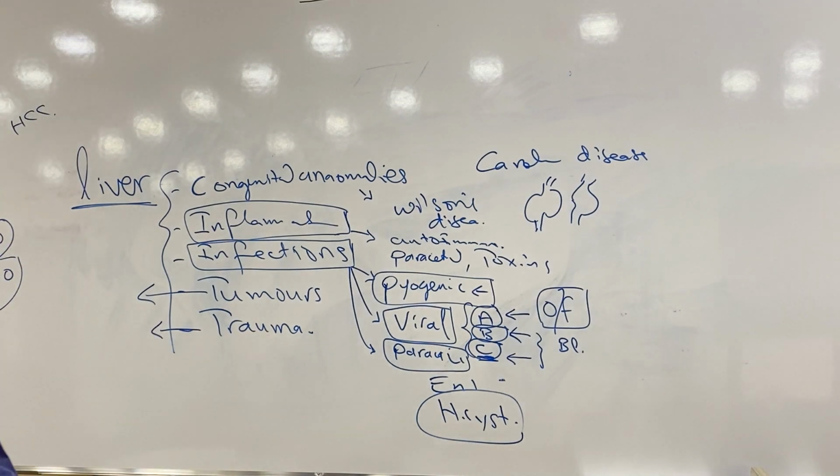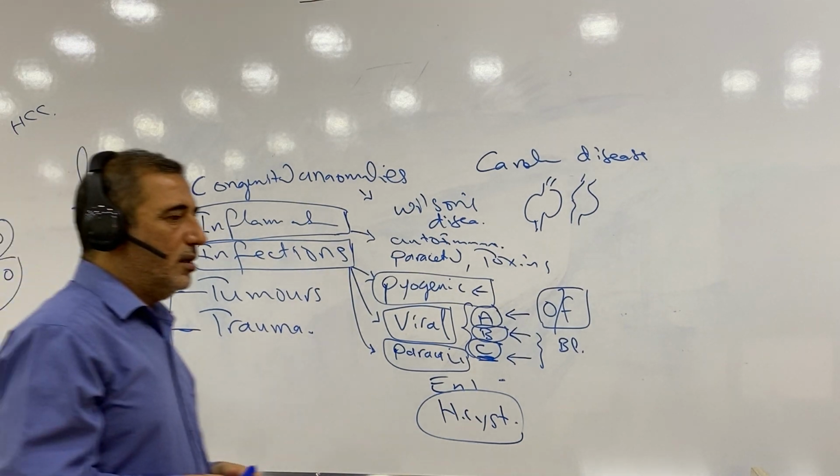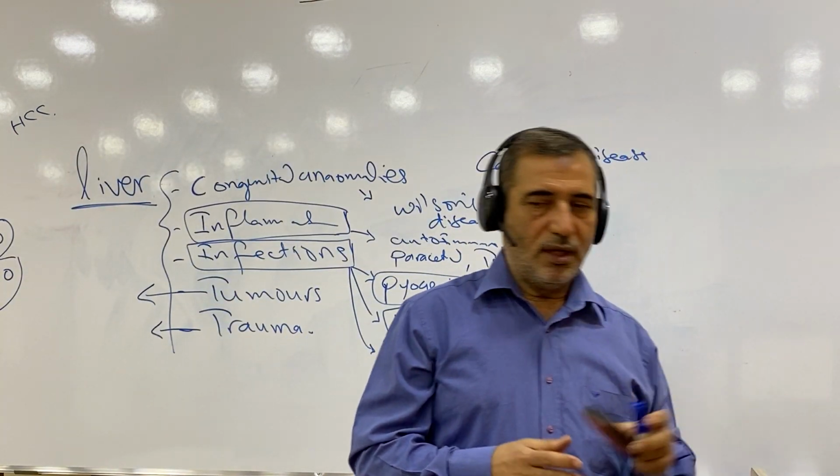You can donate from your liver. You can give anybody your left lobe, and you will be not affected. So it's a very sound organ, very lovely. Now these are the diseases that affect the liver.